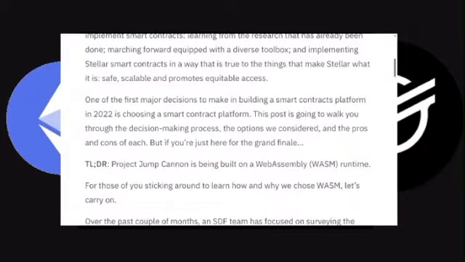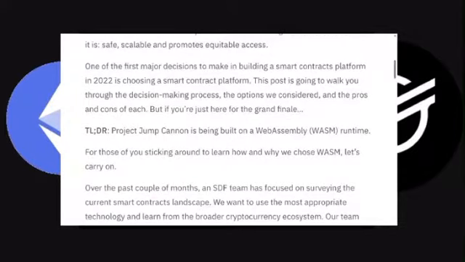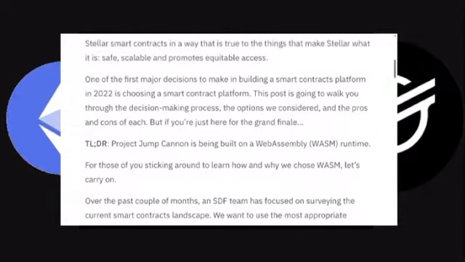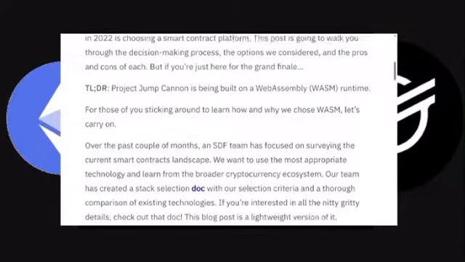One of the first major decisions to make in building a smart contracts platform in 2022 is choosing a smart contracts platform. This post is going to walk you through the decision-making process, the options we considered, and the pros and cons of each. But if you're just here for the grand finale, TLDR, Project Jump Cannon is being built on a WebAssembly runtime. For those of you sticking around to learn how and why we chose WebAssembly, let's carry on.